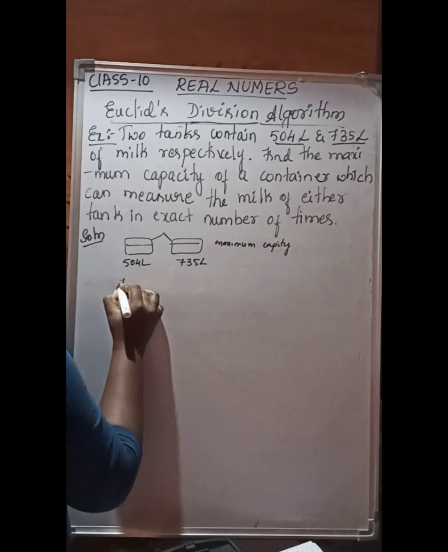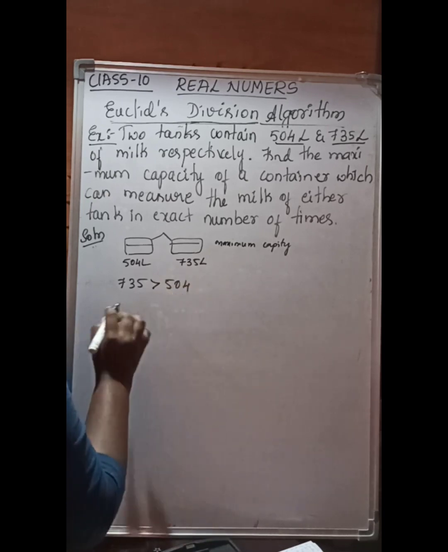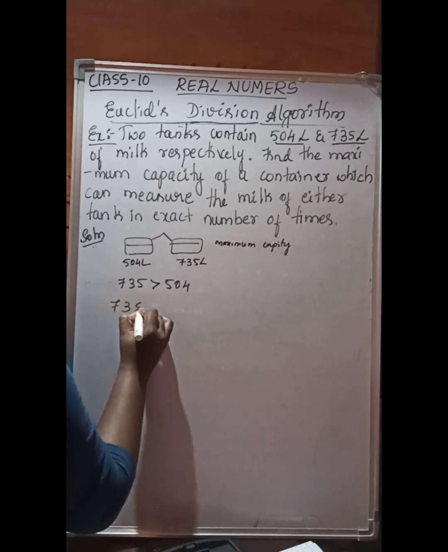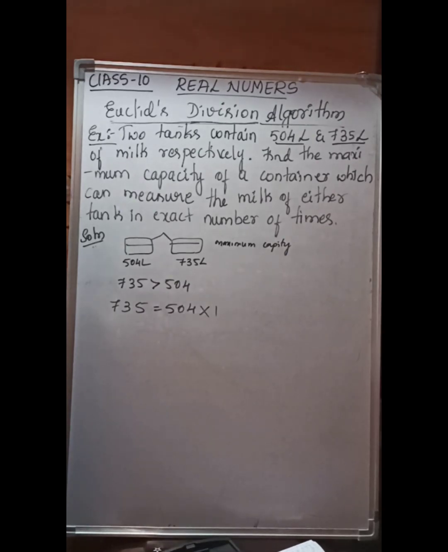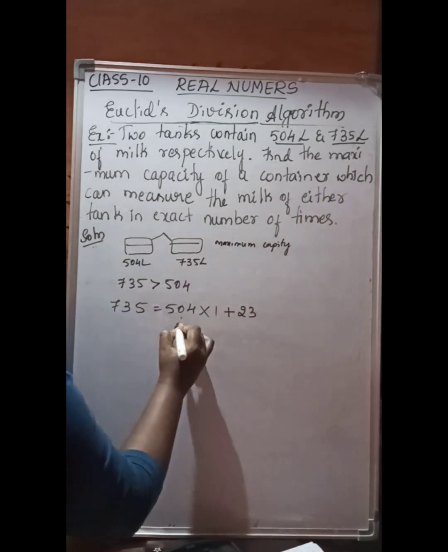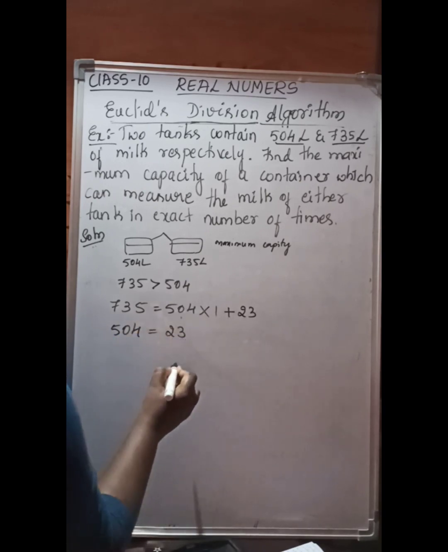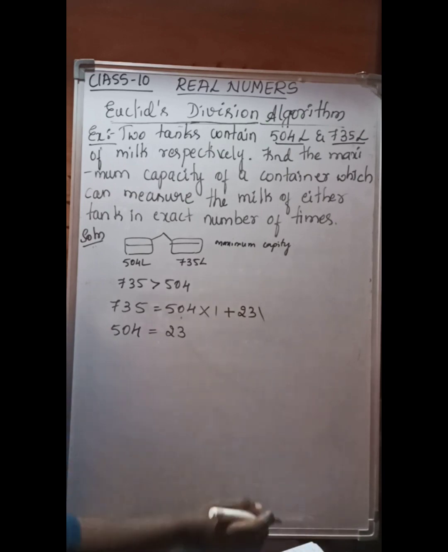Here the largest number is 735 and the smallest number is 504. Now how to find the HCF of this? By using Euclid's division algorithm. That is 735 equals 504 into 1 plus remainder. Only one time you can divide this. The remainder will be 231. Now consider 504 as A and 231 as B.